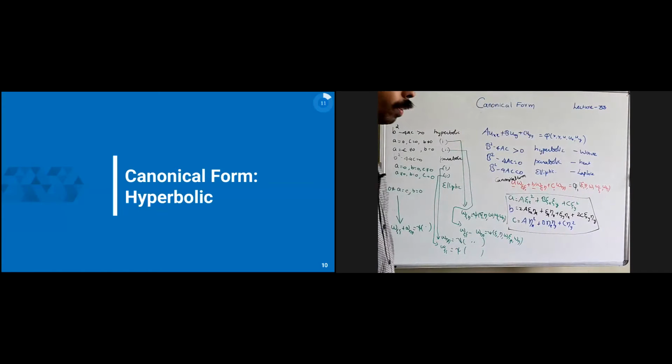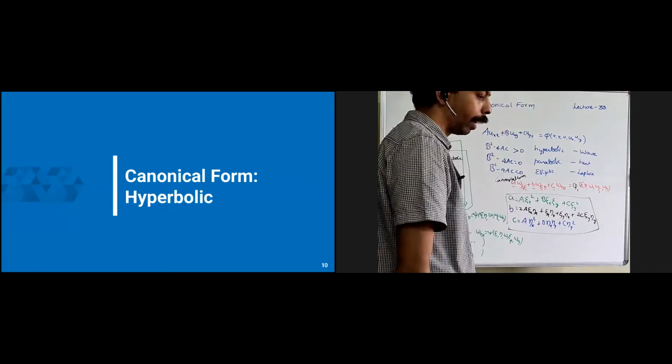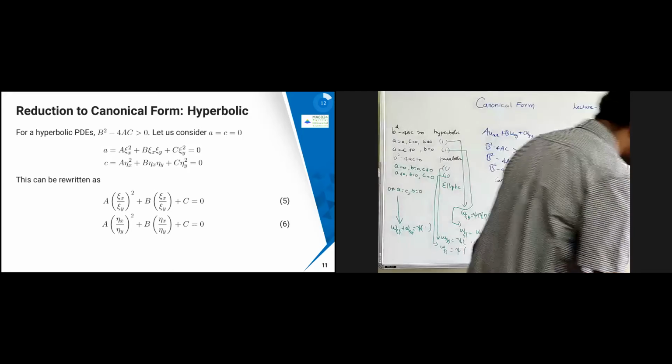So how do we find that? Let us discuss one by one. First, we will take the canonical form of the hyperbolic PDE, and then we will derive what equation is going to come.